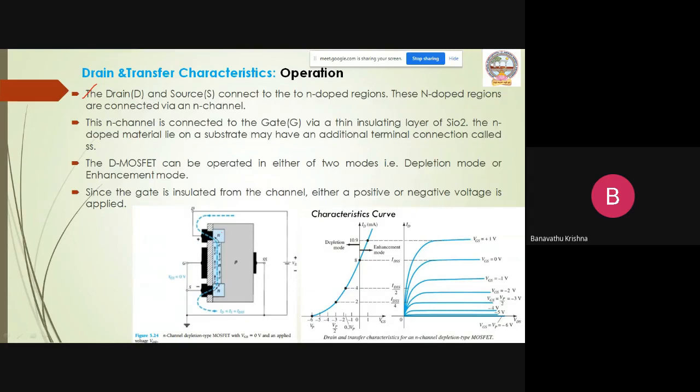So we know that there is a movement of charge. If there is a movement of charge carriers, there may be a current. That current is the drain current. So this is the drain current.